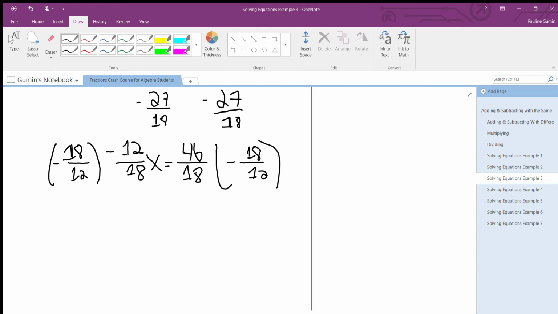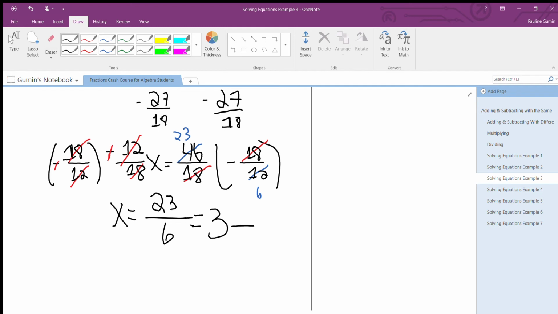Okay. On the left-hand side this time, everything cancels out. On the right-hand side, the 18s cancel, so that's pretty nice. I can also reduce 46 and 12. I'm going to reduce them both by 2. So 23, 6. So x equals 23 over 6, which we can rewrite as 3 and 5/6.